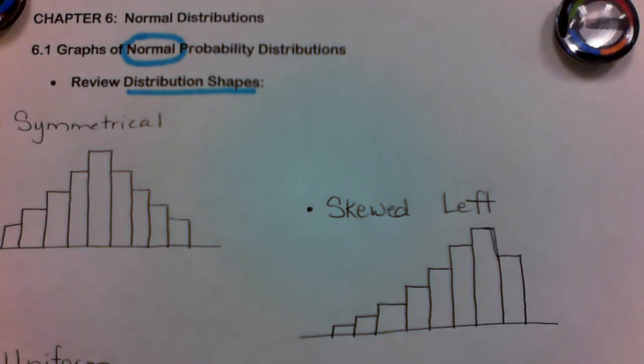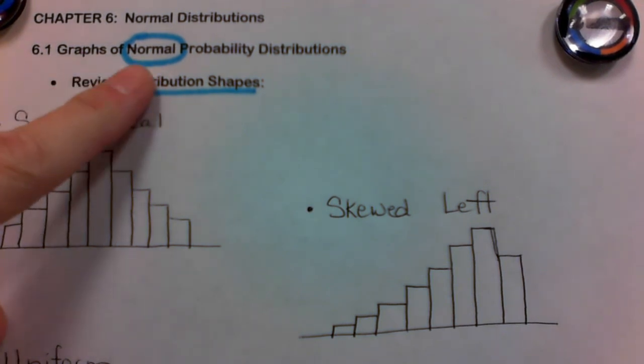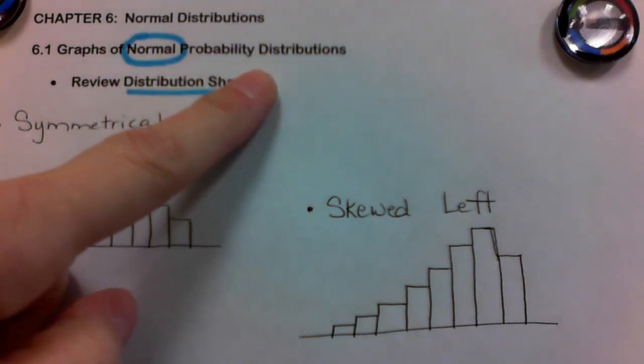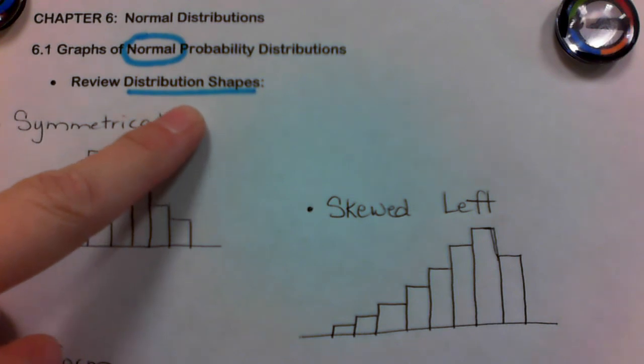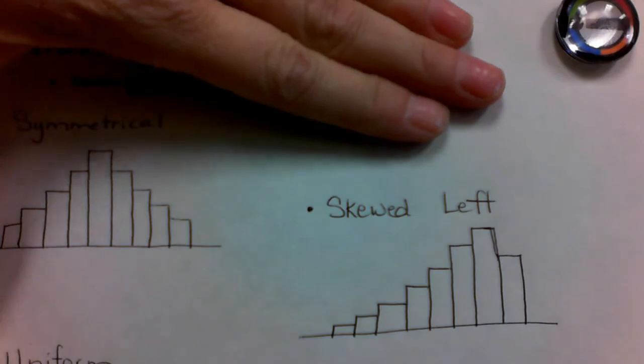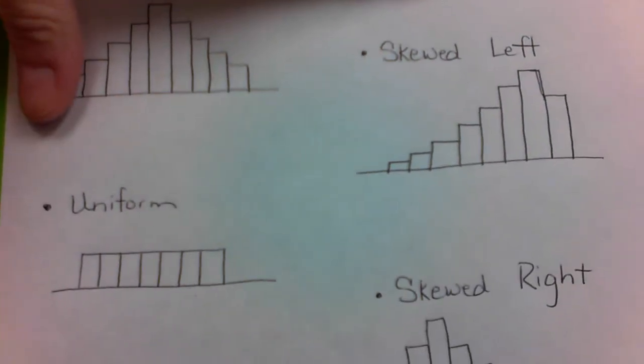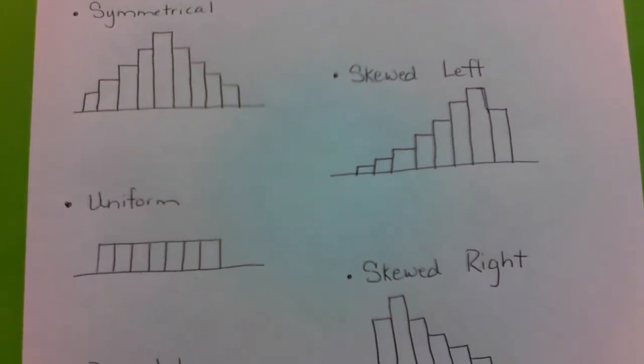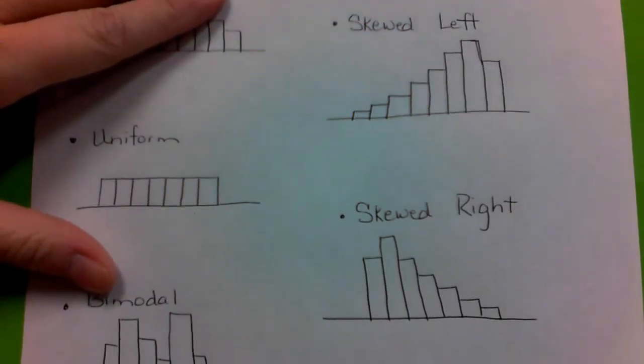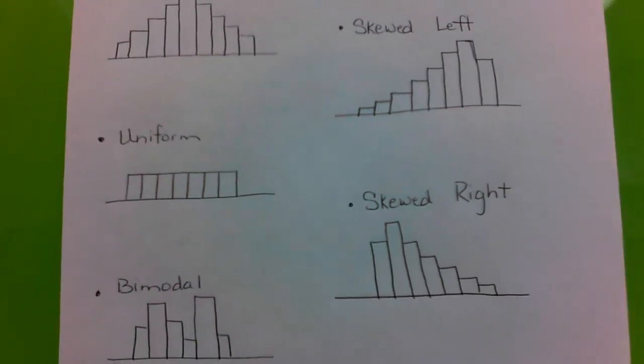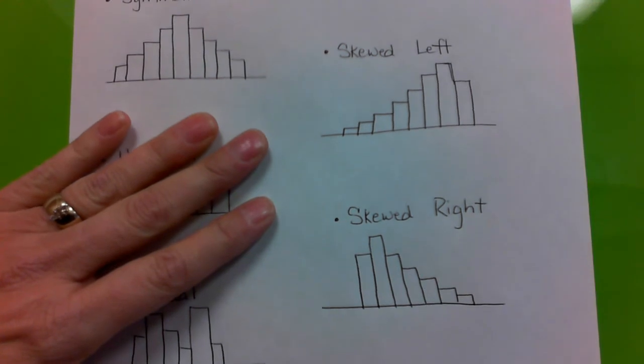Chapter 6.1. Now in Chapter 6 we're going to be having a discussion on normal distributions. Now the key word here is normal. We've already talked about probability distributions, and distributions refers back to the distribution shapes that we discussed in Chapter 2. And that refers then back to histograms.